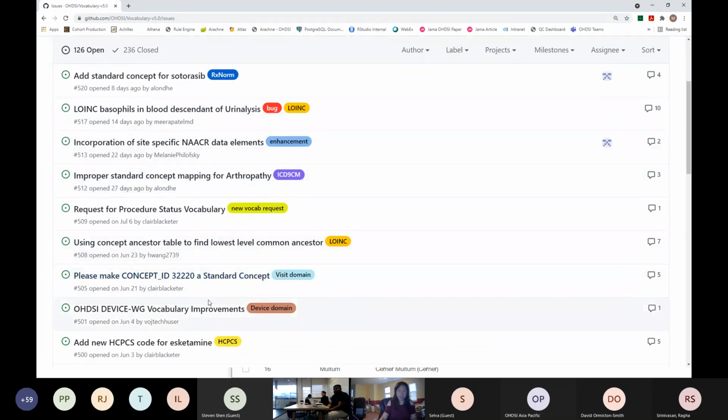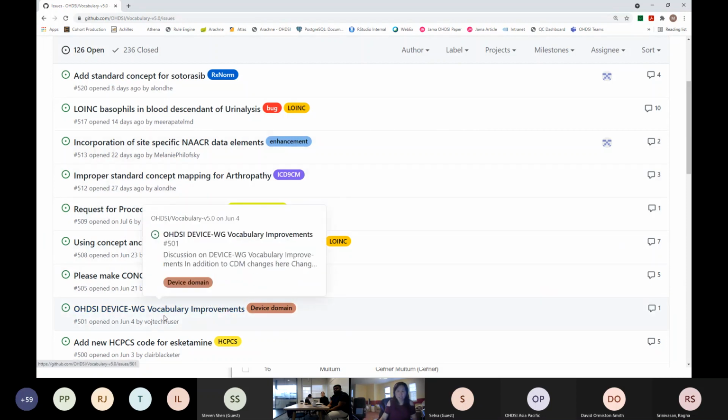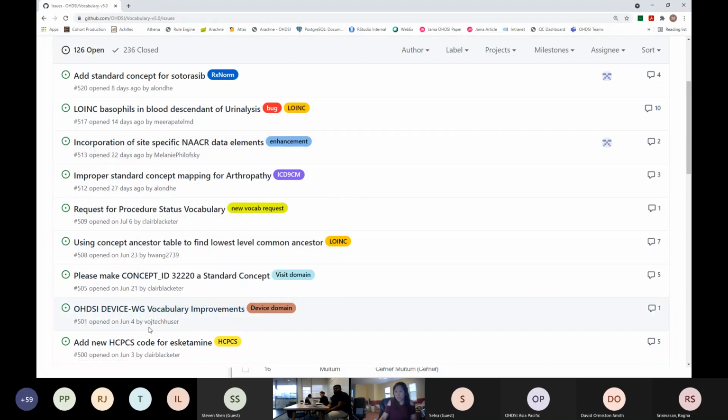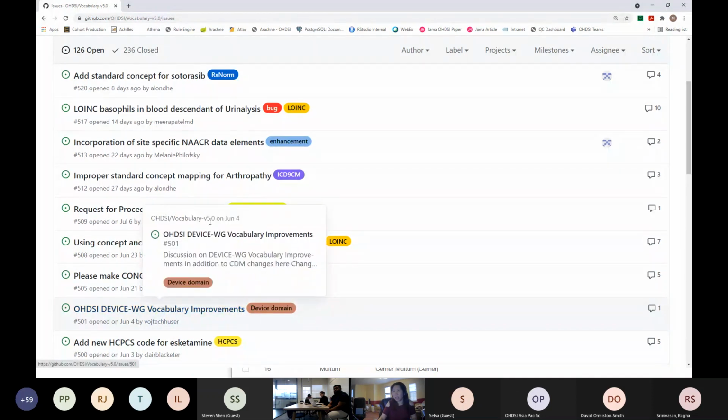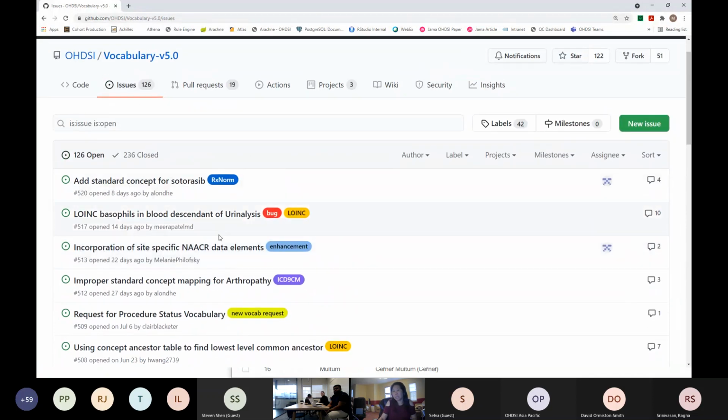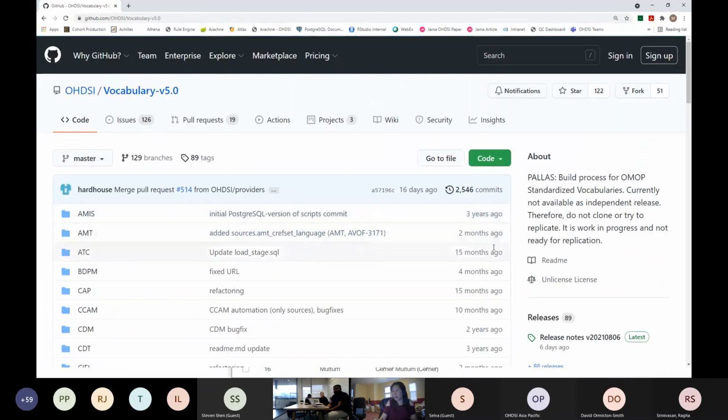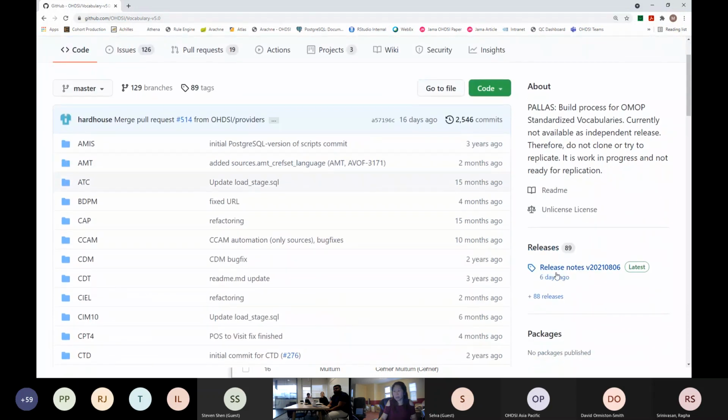So you can come in here. One of the things, if you have a vocabulary problem, you can put it in the forums, or you can actually put it in the issue like here, right? So here, Odyssey device vocabulary improvement. So this was opened June 4th, and Vortex really is into devices and measurements. But you can see there's a lot here. You can also find what their release notes are, and they tell you about when they released. So here, 6 days ago, they released something.